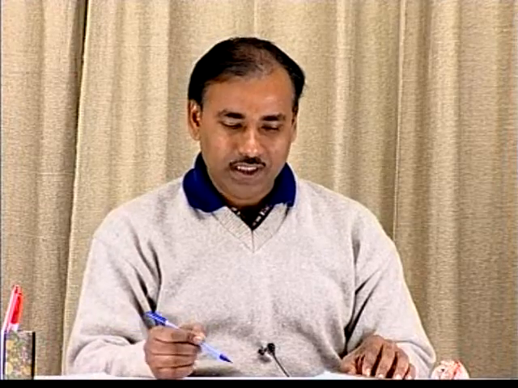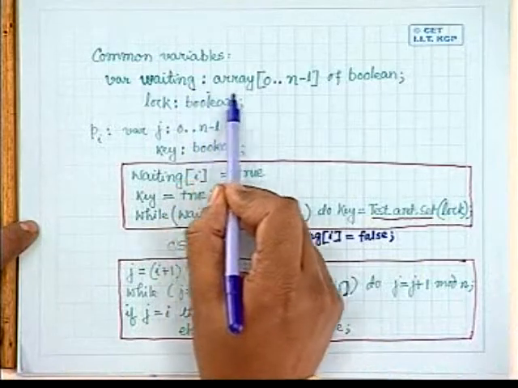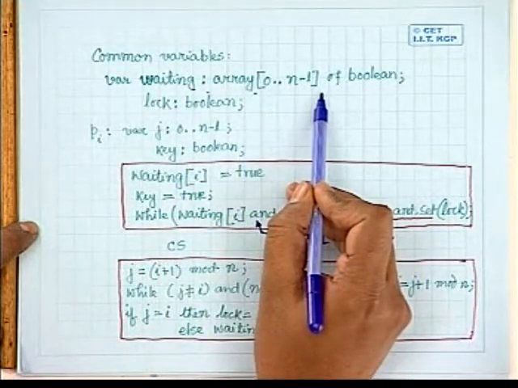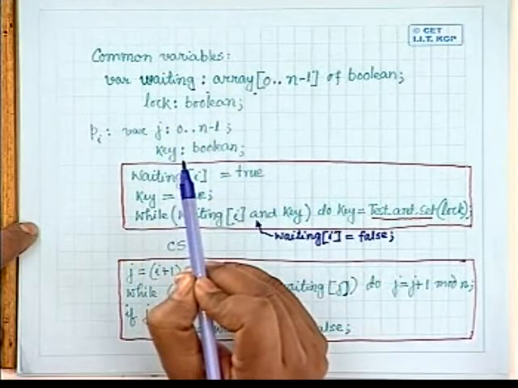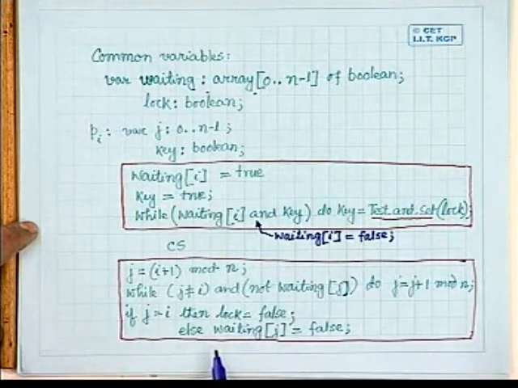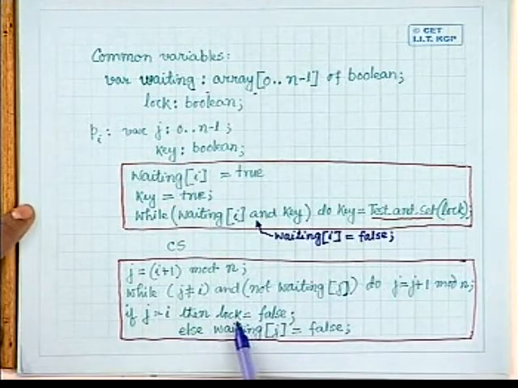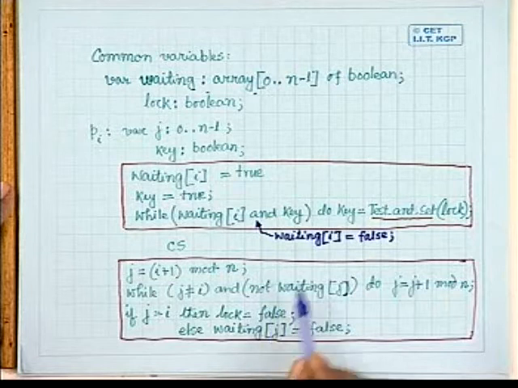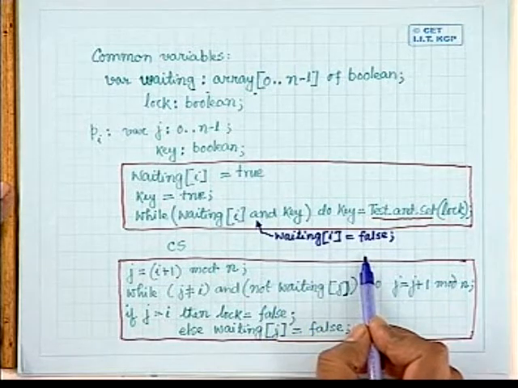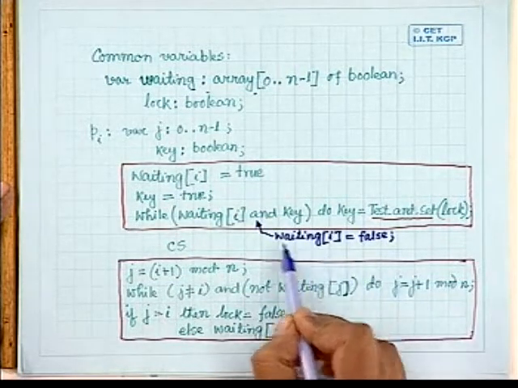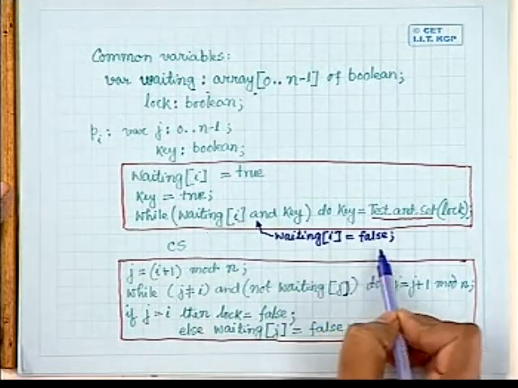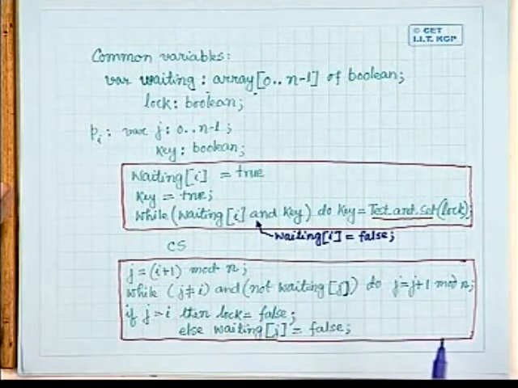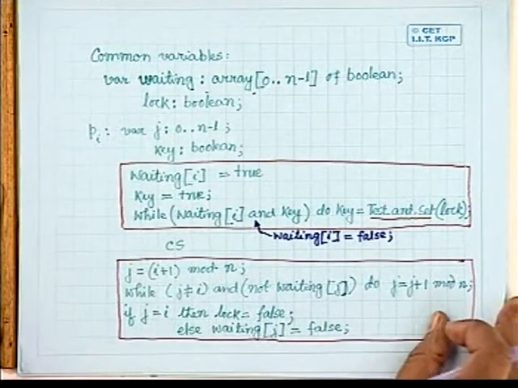And what was our initial state? Our initial state was all the elements of waiting were set to false, and the Boolean variable lock was also set to false. So here what we are doing is, if j equal to i, then we are setting lock to false, but waiting[i] we are not changing. So that waiting[i] can be made false before entry to the critical section. So this will be part of the entry section.